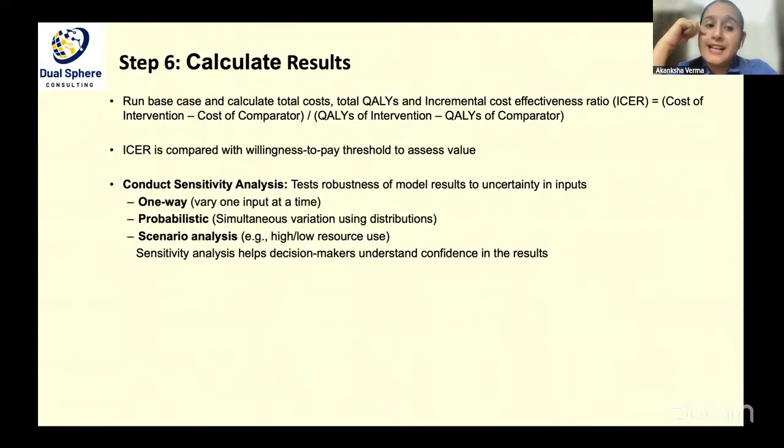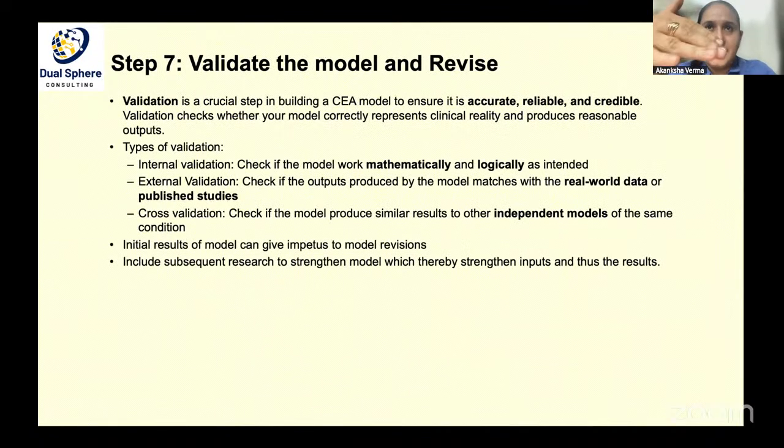Okay. And ICER is compared with your willingness to pay threshold to assess the value. Now, once you have your base case results, you also conduct sensitivity analysis: one way, probabilistic sensitivity analysis, or scenario analysis. I've already discussed all these yesterday, so I'll describe it more into the model. Then once you're done with your results and your sensitivity analysis, the next step is to validate the model and revise.